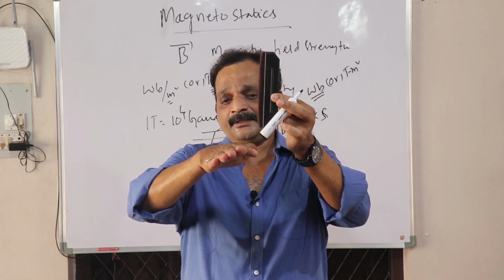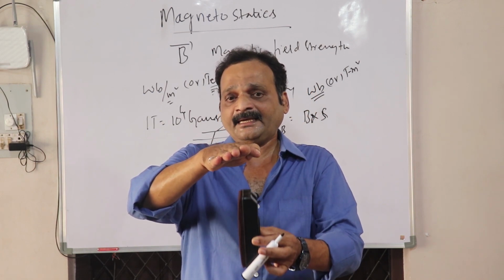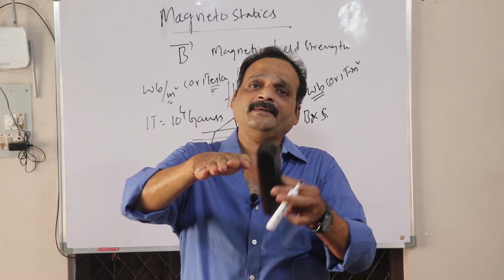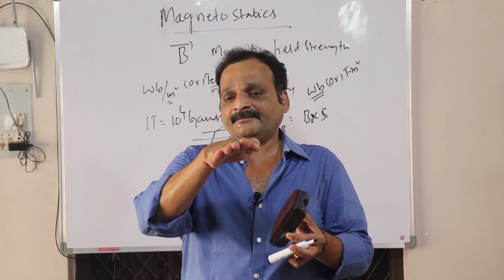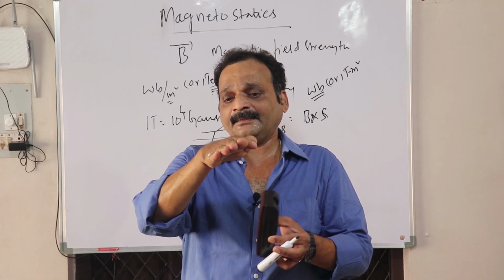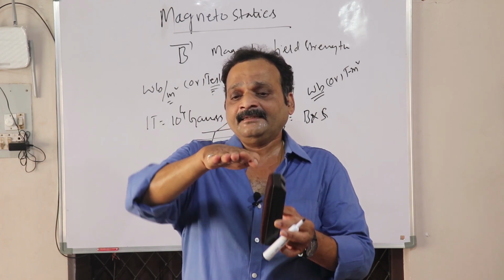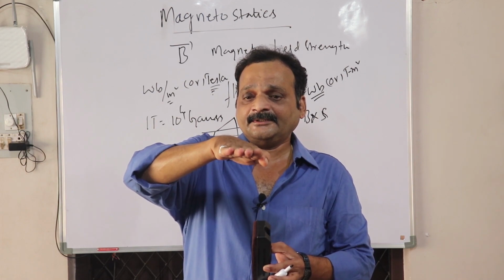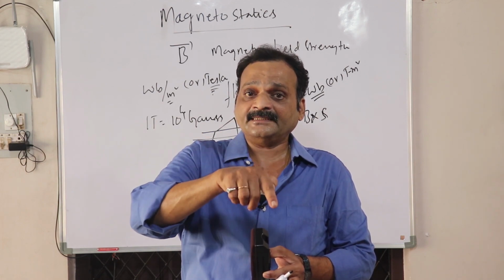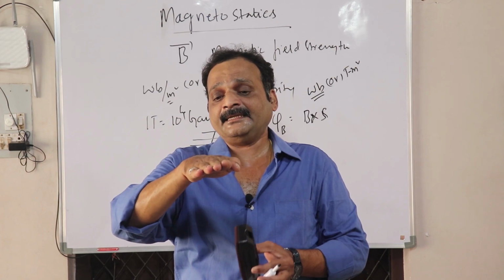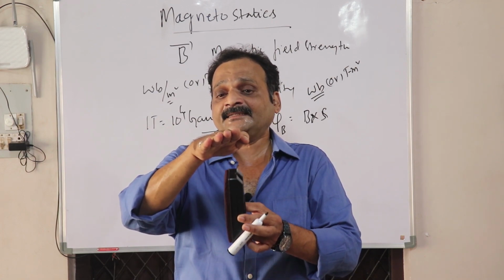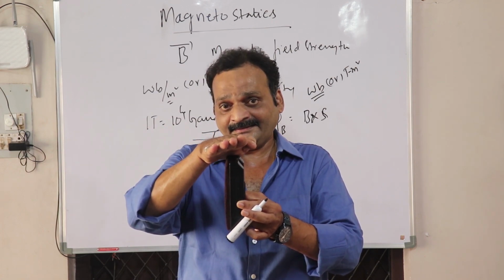Do you expect the number of lines of force passing through my hand to increase, decrease, or remain the same as before? Obviously, when I put a slanted area like this, the number of lines of force passing through the slanted area will be less than the lines of force passing like this. So what is happening? B is the same, the area of the palm remains the same, but the flux passing through my hand is decreasing.